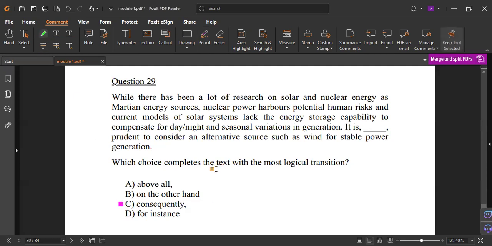Number one, memorize the relationships. On the other hand, you compare between two ideas.